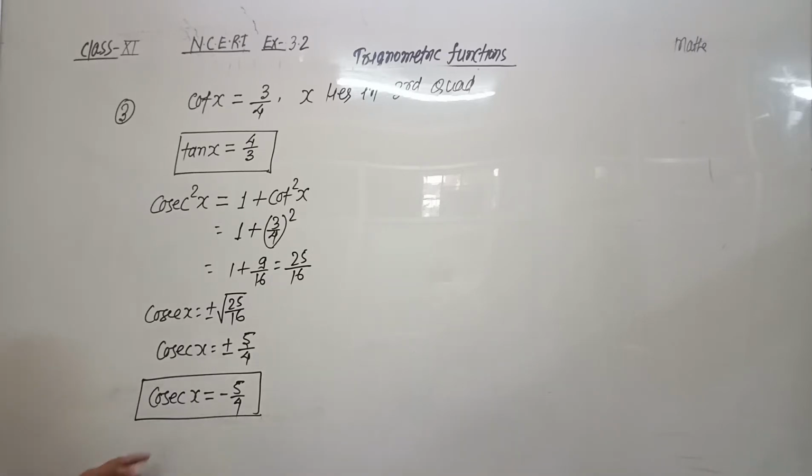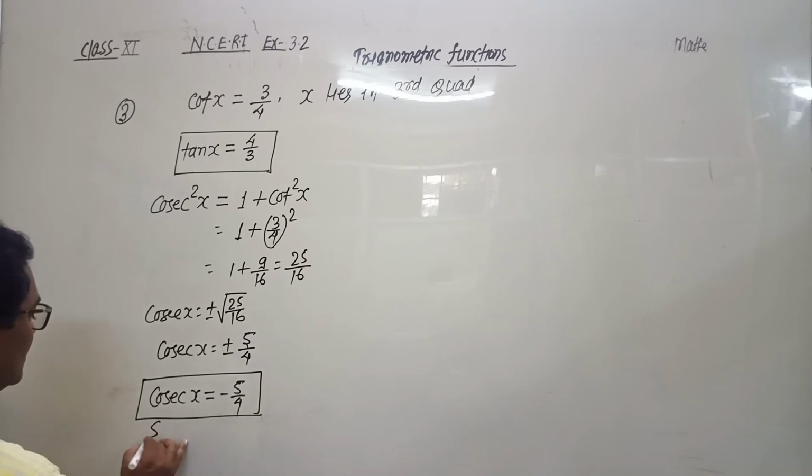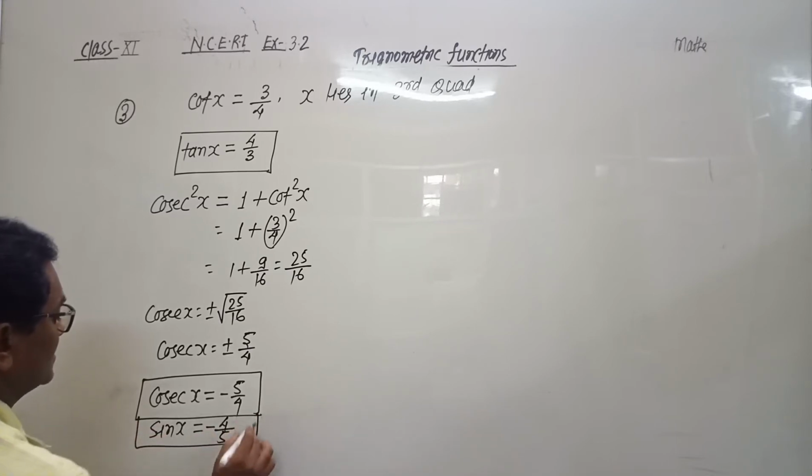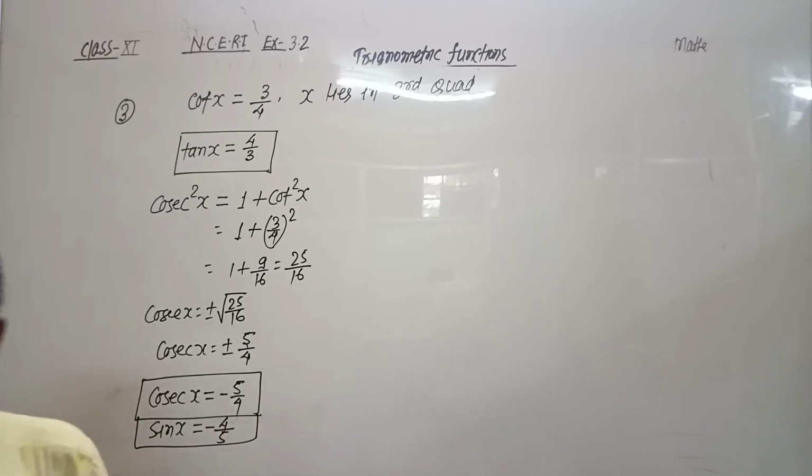Then we find the value of sin x, and sin x is the reciprocal of cosec x. So sin x is minus 4/5, and in the third quadrant sin x is also negative.